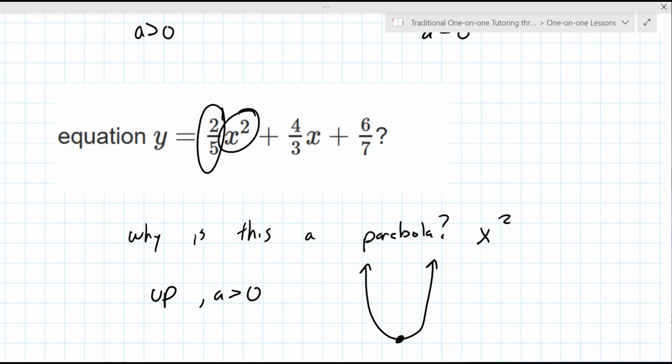What is that point at the bottom? It's the vertex, but what is it? What does it mean? Min. Yeah, and you're supposed to be able to say all that.